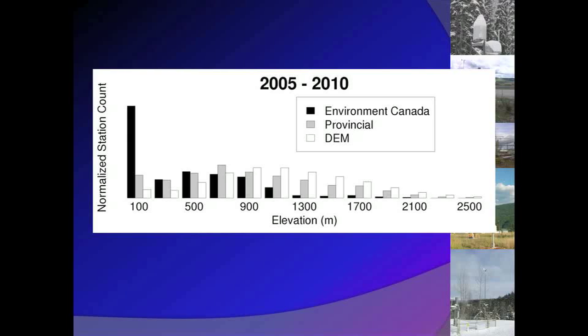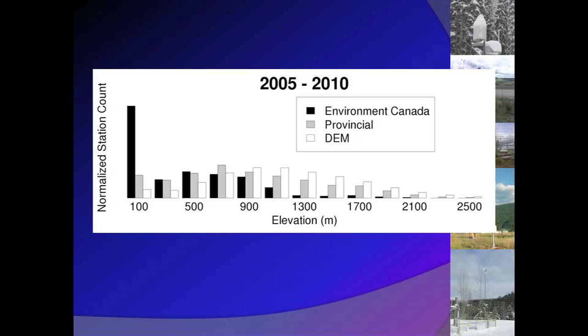Looking at sort of the elevation distribution, the DEM refers to sort of the amount of land mass, the percentage of land mass, if you will, that's in each of these sort of elevation bands across the province. The 100 refers to 0 to 200. The next one is 200 to 400, et cetera, all the way out. When you look at Environment Canada and the provincial networks, they have a fairly different distribution. Environment Canada is focused on public weather and public safety issues.